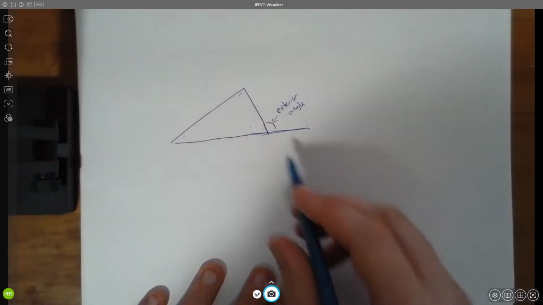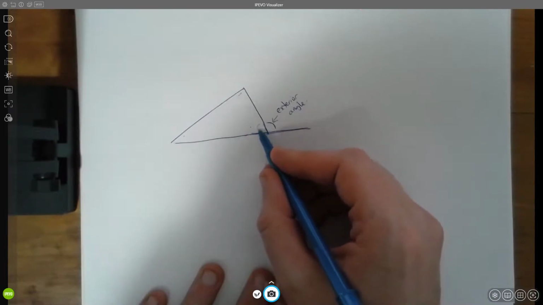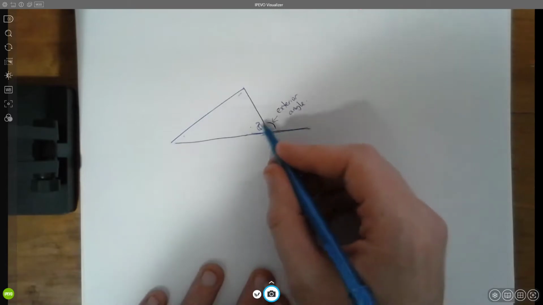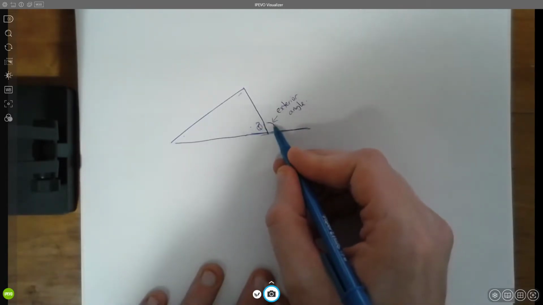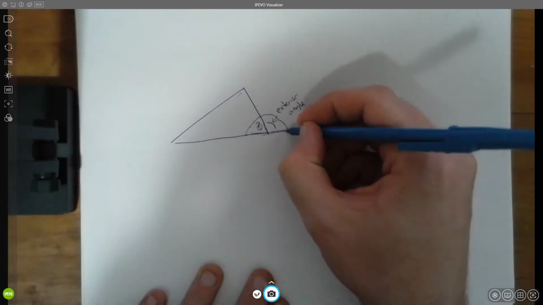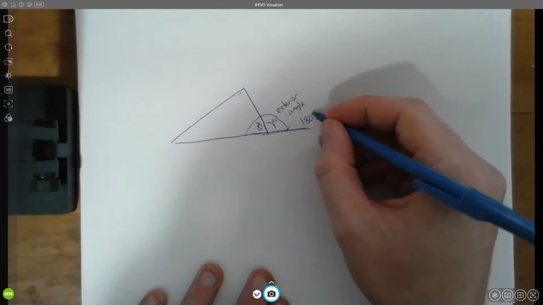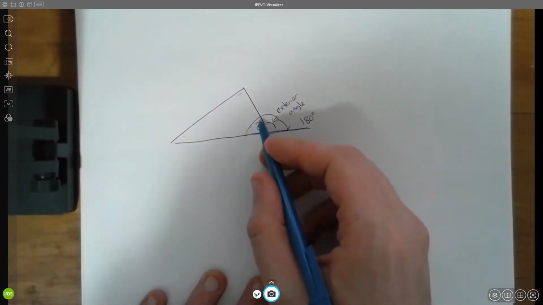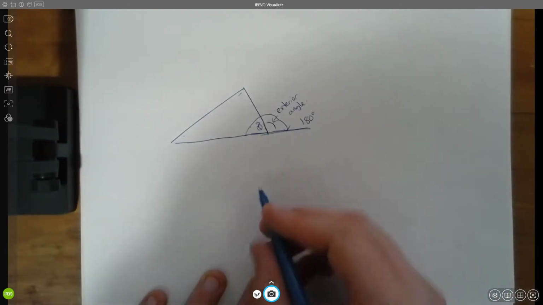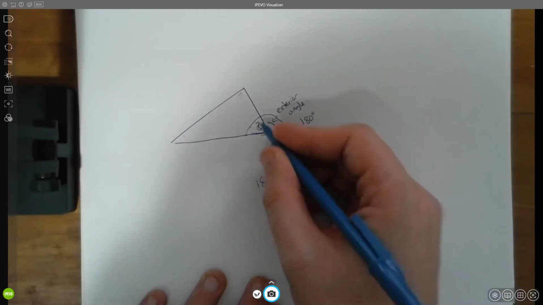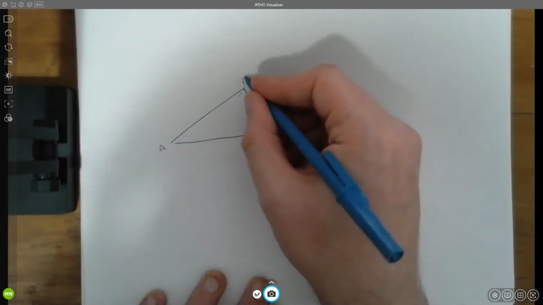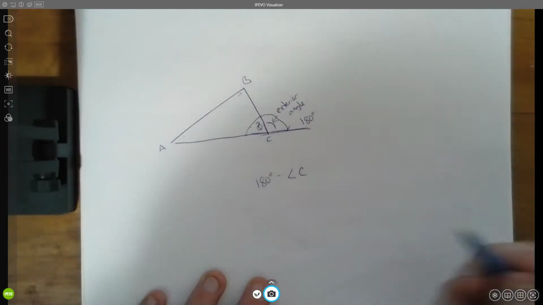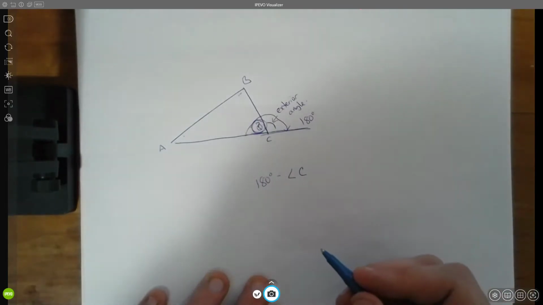One is that we know that whatever this angle is, let's say that we know that that's a certain value. This plus this exterior angle makes a straight line, which equals 180 degrees. So one way to solve our exterior angle is to take 180 degrees minus angle C in this case, whatever this value is going to be.